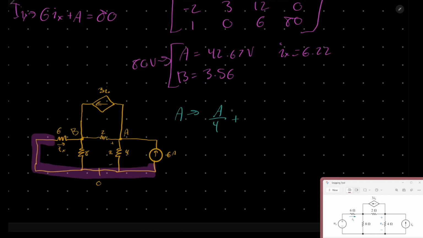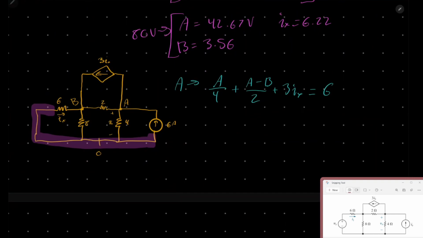So continue, A minus B divided by 2, and we'll see this dependent source's current is going out, so it'll be on the left side, plus 3ix, and then we'll see this current source right here is going in, so we will put it on the right side, because remember, out equals in for node analysis. Put it on the right side, and it's equal to 6.